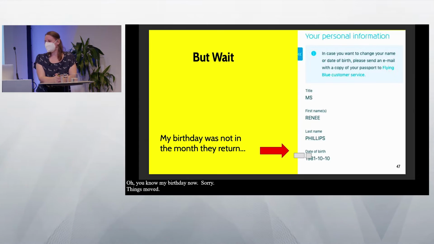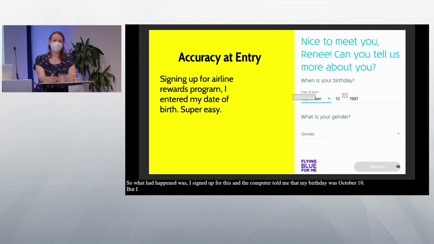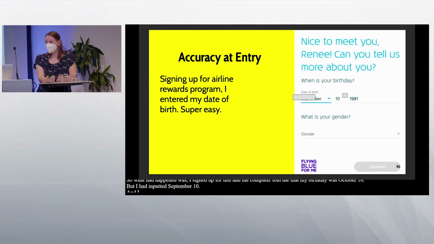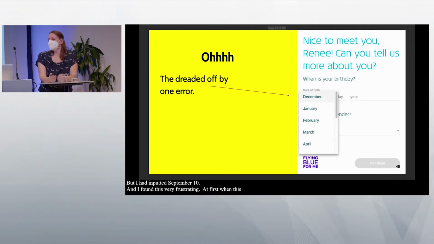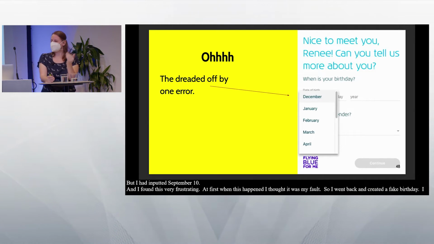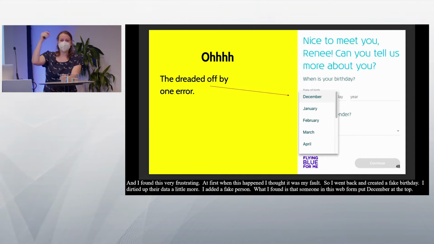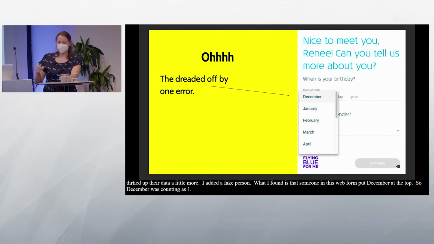So what had happened was I signed up for this, and the computer told me that my birthday was October 10th, but I had inputted September 10th. And I found this very frustrating. At first, when this happened, I thought it was my fault. So I went back and created a fake birthday for a fake person. I dirtied up their data a little more, added a fake person. And what I found was that someone had, in this web form, put December at the top. So December was counting as 1, making my September into 10, which was then October.